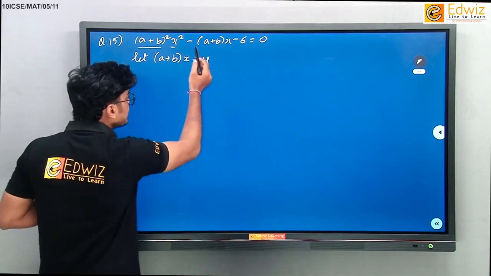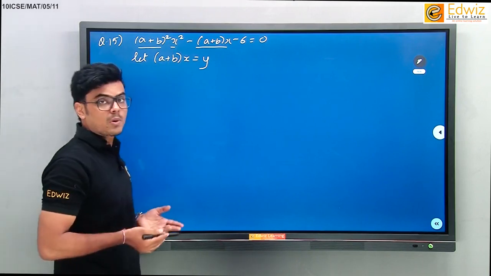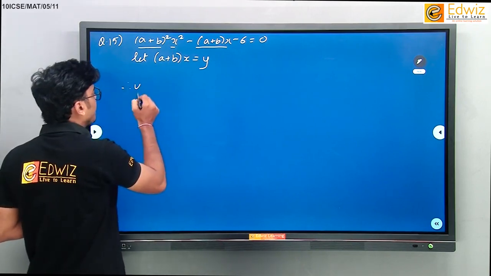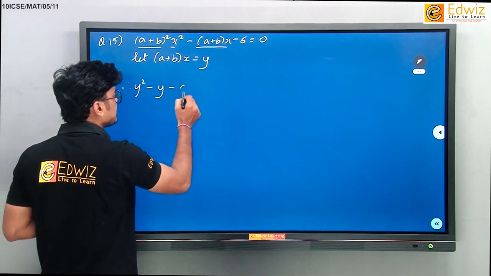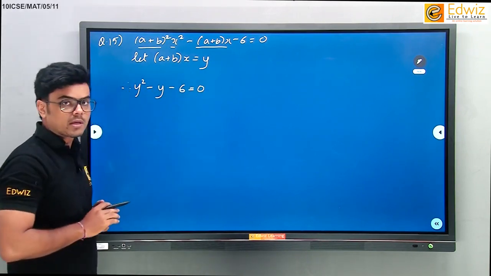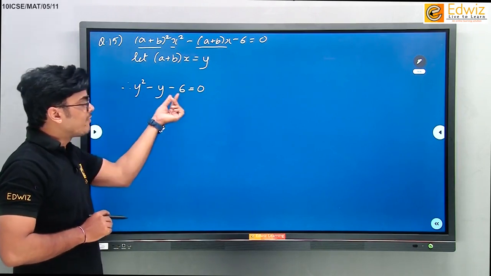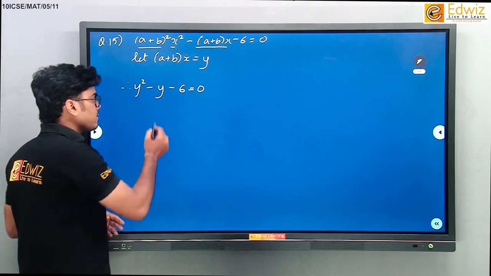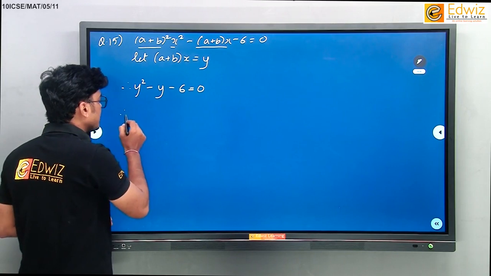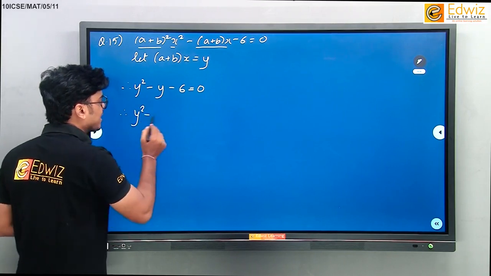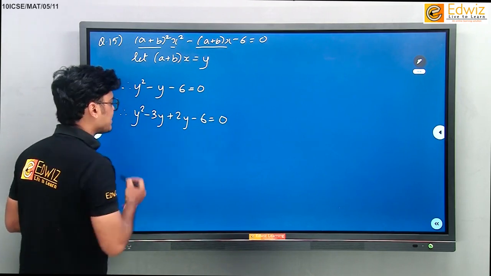What will happen? This term will become y. This entire term will become y square. Therefore y square minus y minus 6 equal to 0. This is what we get. This is an easy equation which we can solve. We need two factors of minus 6 such that the difference between the factors is minus 1. So minus 3 and plus 2. So let us split the middle term using these two factors. Minus 3y plus 2y minus 6 equal to 0.